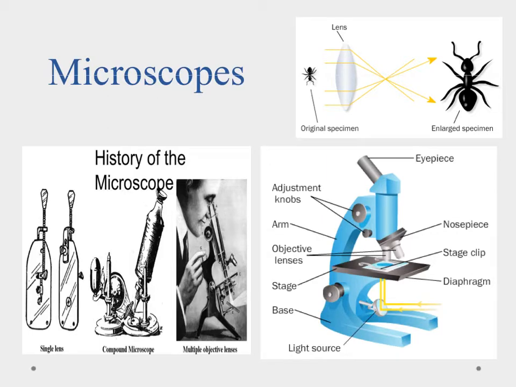Okay, the last thing I wanted to show you a little bit about is microscopes. Microscopes work by using lenses. Now, with a lens, what it gives us the ability to do is we refract or we bend the light. So here is our lens.